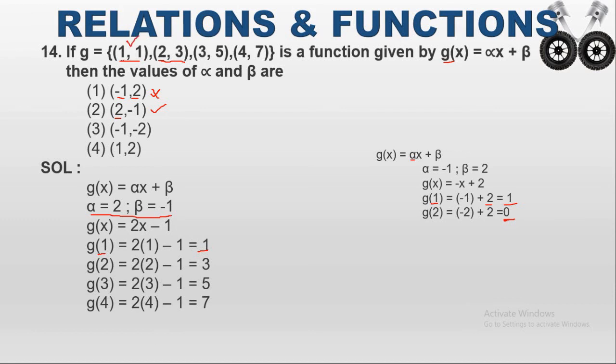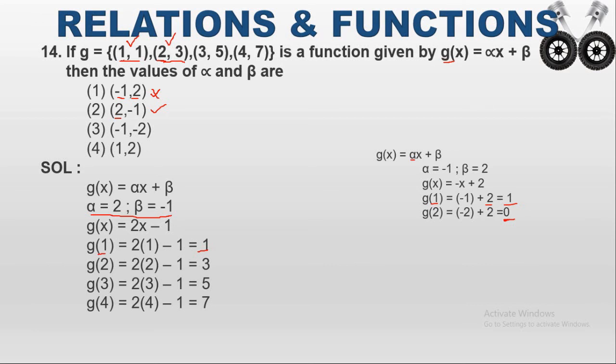Now choose the second order pair. In second order pair, what is the input here? The input is a 2. So now substitute, g of 2 equal to 2 into 2 minus 1. So 2 into 2 is 4. 4 minus 1 is 3. So whenever I give the input 2, the output is a 3. So the second order pair is also true.